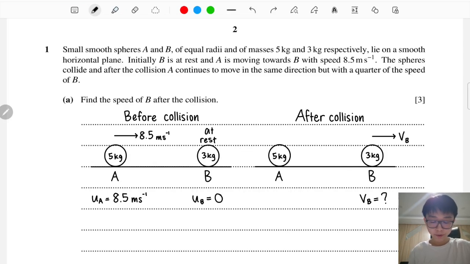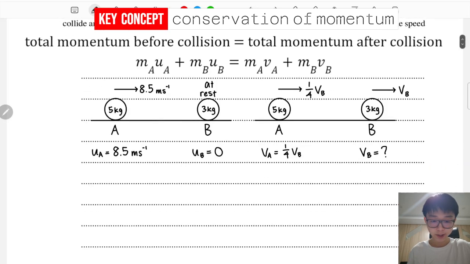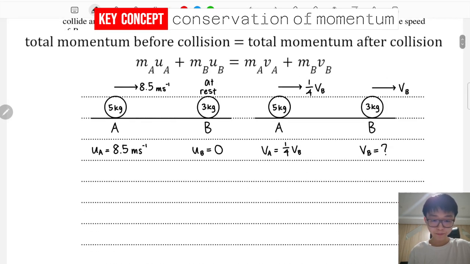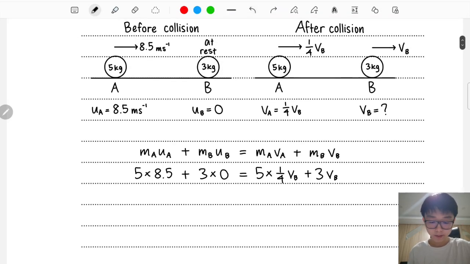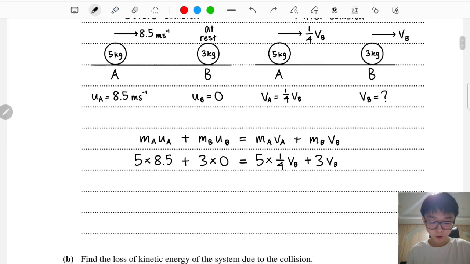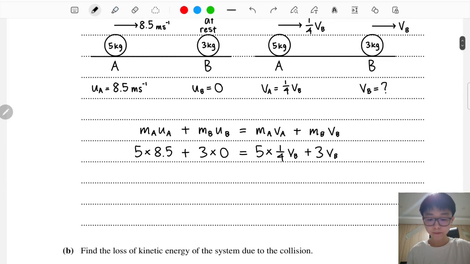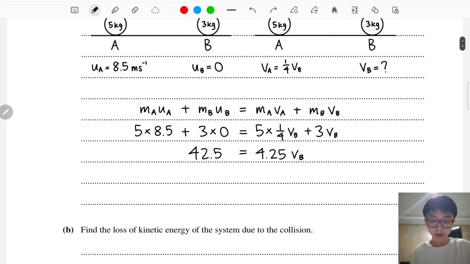So to do this, we need to use the conservation of momentum equation, which is written down here. And for this, we just have to substitute the values. That is 5 times 8.5 plus 3 times 0, which is just 0 because B is not moving, equals 5 times 1/4 VB plus 3 VB. Plugging into your calculator, the left-hand side would equal 42.5 equals 4.25 VB, right? Which is just 5/4 plus 3. Then you solve to find VB equals 10 meters per second. And that is our answer for part A.